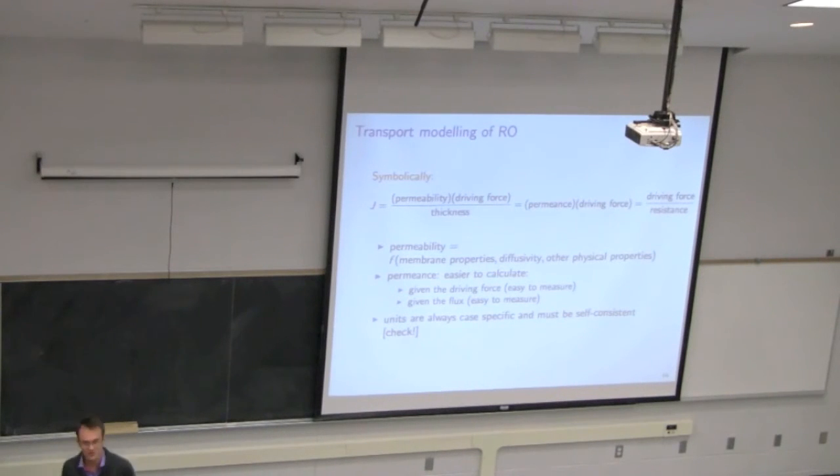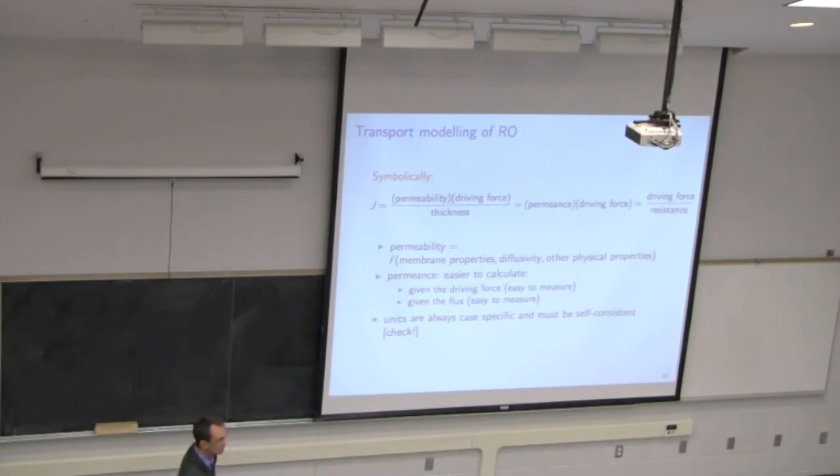Driving force is easy to deal with. It's usually atmospheres of pressure, so delta P is often given in atmospheres in this area. But J can vary. J can be either a mass flux or a volumetric flux, and depending on which one you pick, your units for permeance will change.